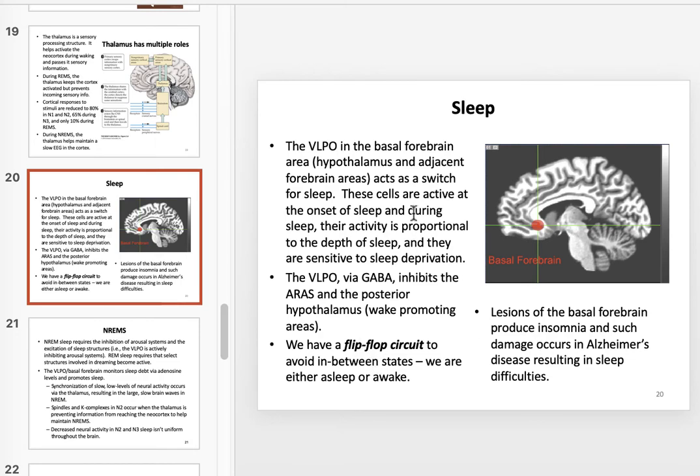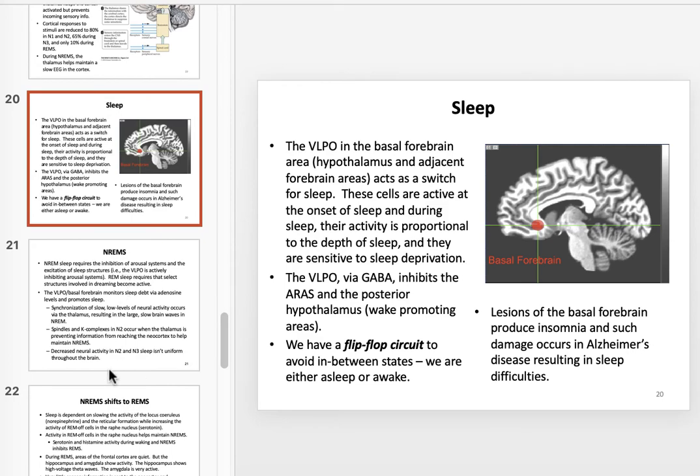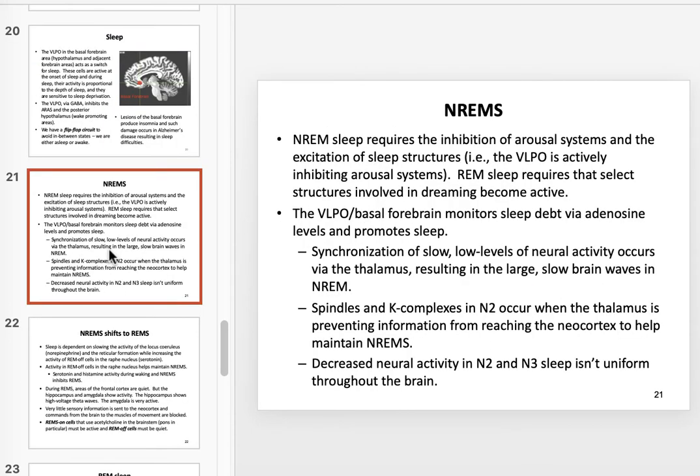And in fact, how do we know that the basal forebrain is really important for putting us to sleep? Well, lesions of it actually produce insomnia, and a lesion is damage. So if we damage that basal forebrain, people report insomnia. And in fact, in Alzheimer's, we see damage to that area that's correlated with the sleep difficulties that individuals with Alzheimer's have. Okay, so the VLPO actively inhibits all these arousal systems.